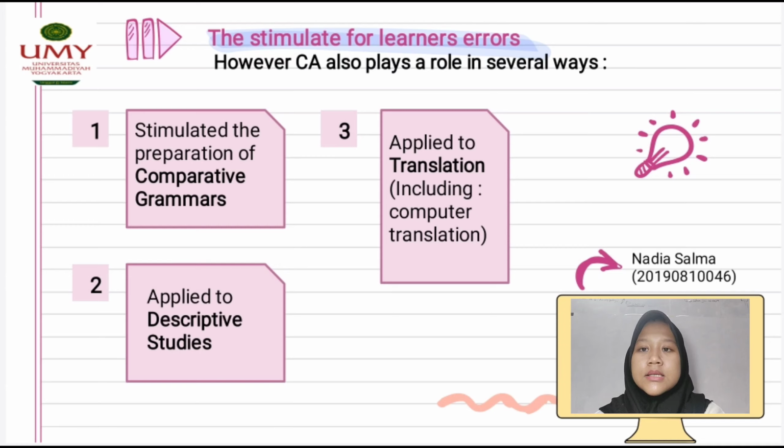Okay, the next is stimulate for learner's error. However, CA also plays a role in several ways. The first is stimulating the preparation of comparative grammar. This is like CA also participating in grammar comparison. The second is applied to descriptive studies. The analytic procedures of CA are also useful to descriptive studies.